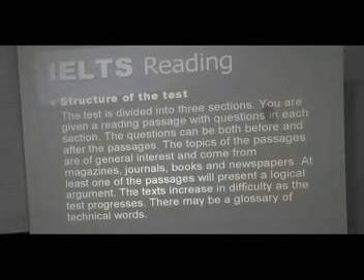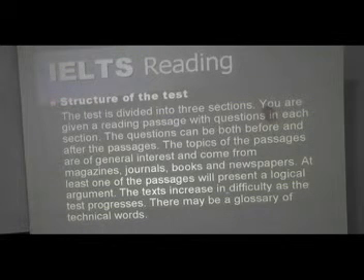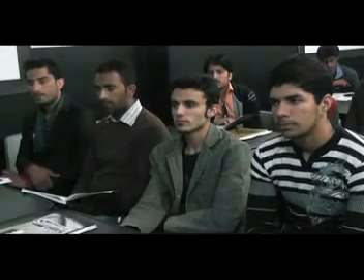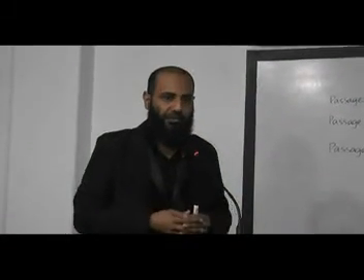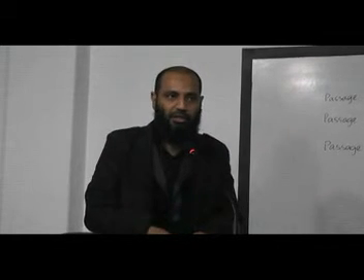At least one of the passages will present a logical argument. Out of these three passages, one will have a logical argument, and that is usually passage number 3. The text increases in difficulty as the test progresses. I mean to say passage 2 is more difficult than passage 1. Passage 3 is the most difficult of all the passages. Okay? You should not do passage 3 first and then 2 or 1. You need to start from the beginning.